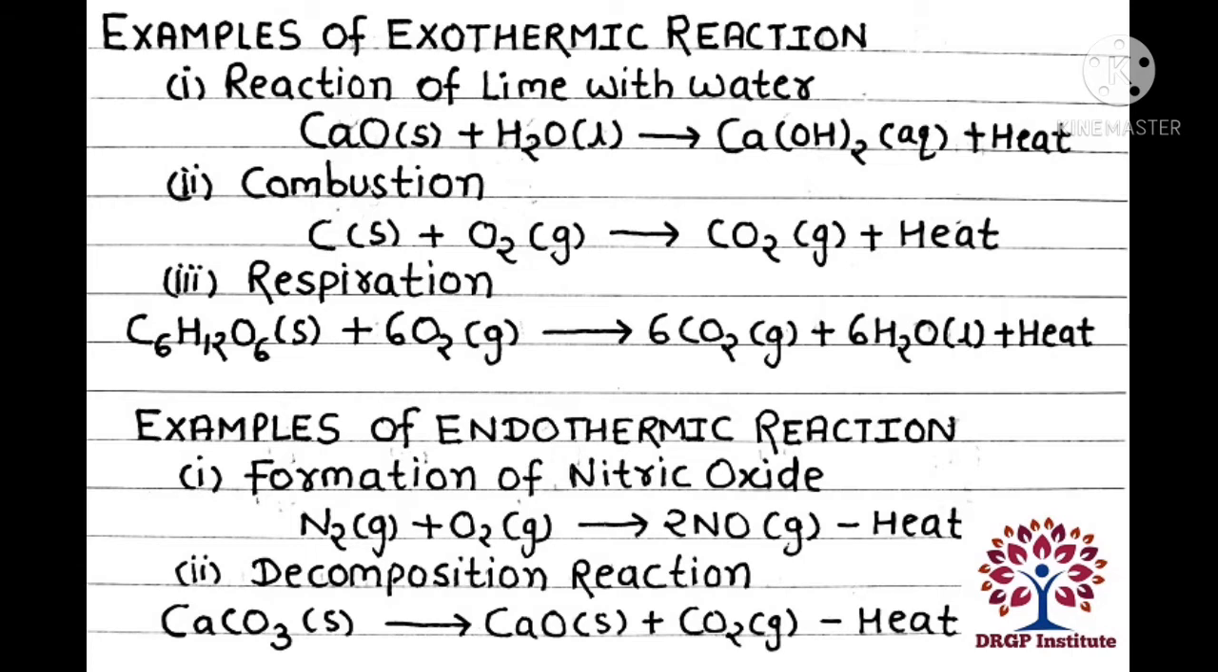Next, we saw what an endothermic reaction and an exothermic reaction are. In an endothermic reaction, energy is absorbed in the reaction, and in an exothermic reaction, energy is released from the reaction. Then we saw an example of an exothermic reaction. Reaction of lime with water, CaO plus H2O to form calcium hydroxide plus heat. In this reaction, heat is released.